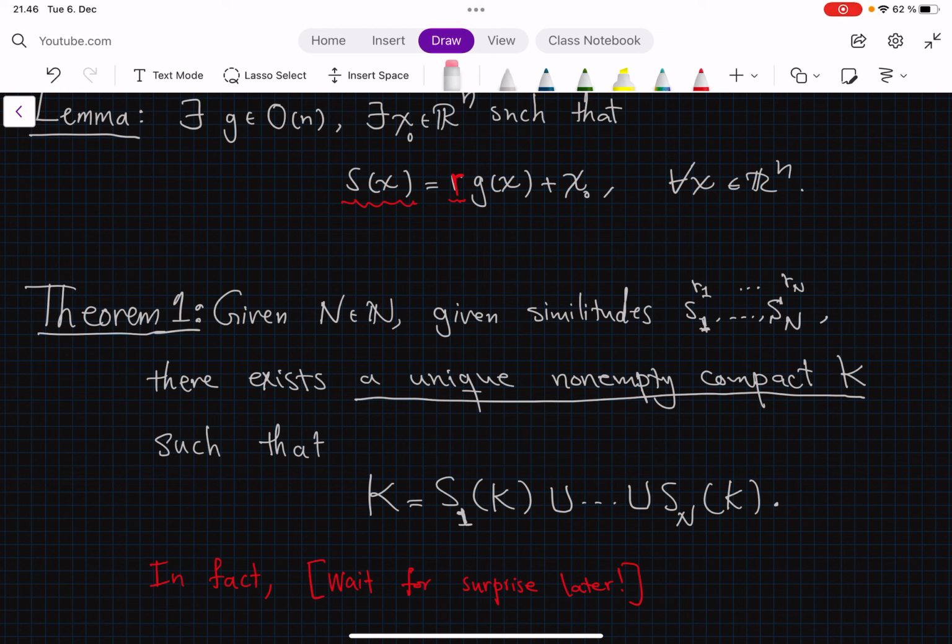We'll see a surprising fact, but I want to keep it for after we discuss the other theorems about how you can actually find this K. How do you, beginning with S1 to Sn and having no idea where this K is, how would you recover it?